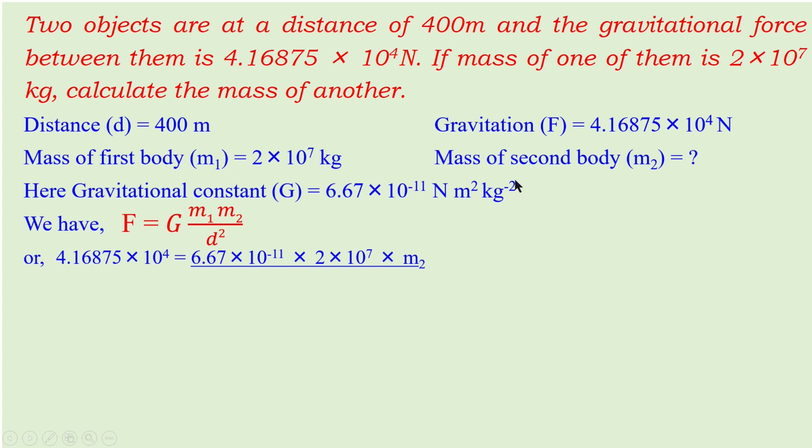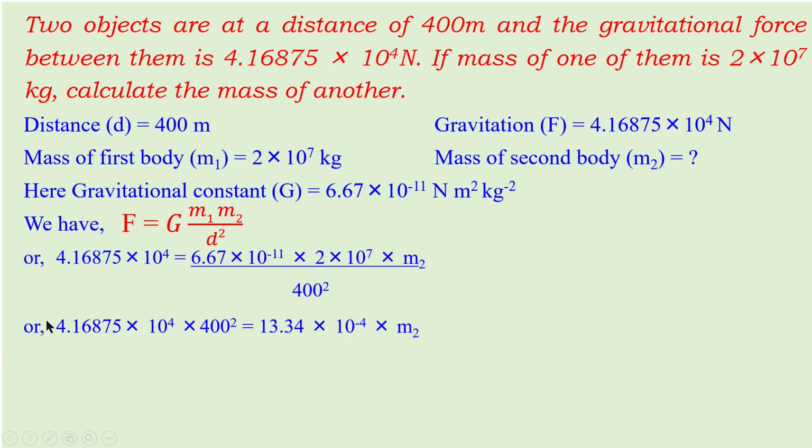It is given here, and G is 6.67 into 10 to the power minus 11. We know this, and M1 is 2 into 10 to the power 7. M2 we are going to calculate. Here d square is given, that's why 400 square. I am not writing units in the process. We will write units in the given and in the answer, but in the process it is not necessary.